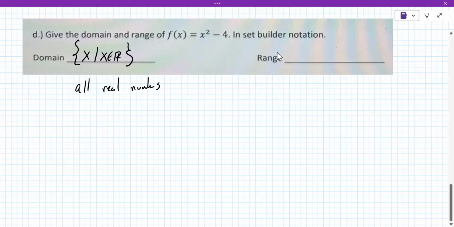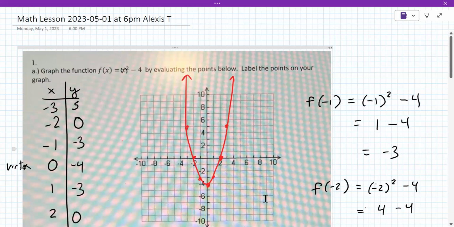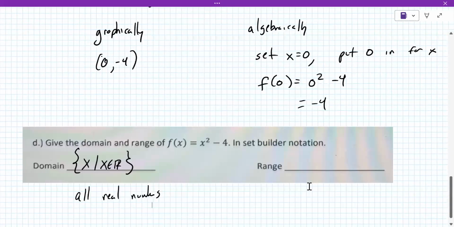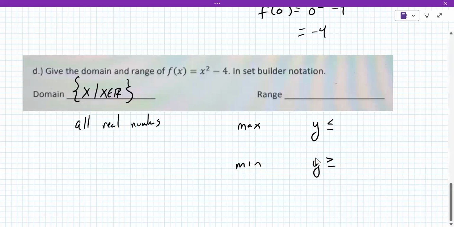But the range is not all real numbers. Do you remember the two possibilities for range when you're looking at a quadratic that opens up or maybe opens down? Are we talking about maximum or minimum? Exactly. If it has a max, it's y less than or equal to. And if it's a min, it's y greater than or equal to. Is that what you're referring to? Because that is correct if it is.